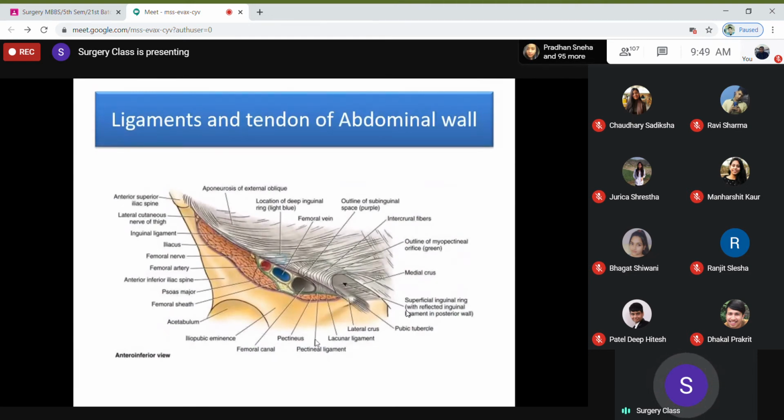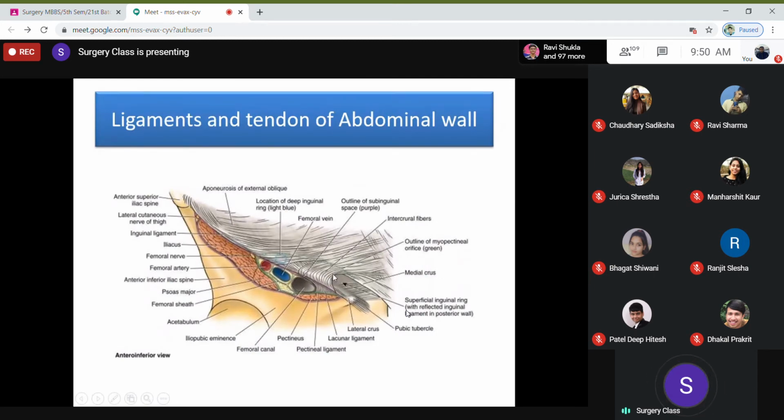So this is a typical picture. This is your inguinal ligament coming all the way down, and this is the external ring, and the internal ring must be somewhere here. Below the inguinal ligament you can see the femoral artery, the femoral vein, and the femoral canal. This is known as the pectineal ligament, and this is the lacunar ligament, an extension of the pectineal ligament, which is very sharp and tough, from where the femoral hernia comes out.